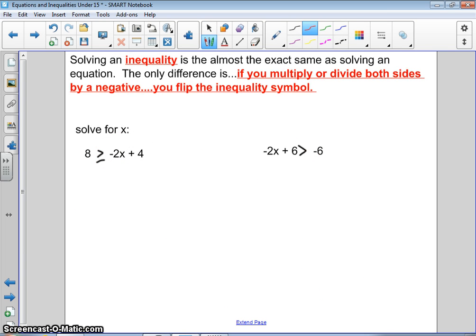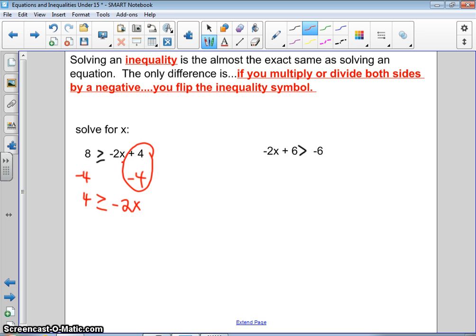Okay, inequalities. Exact same thing as equations, except if you ever divide or multiply by a negative, you have to flip the inequality symbol. So treat this thing just like it's an equation. We've got to get this x by itself right here. So the first thing we're going to do is subtract a 4 from each side. And that's going to be 8 minus 4 is 4. It's greater than or equal to negative 2x. And this stuff canceled out.